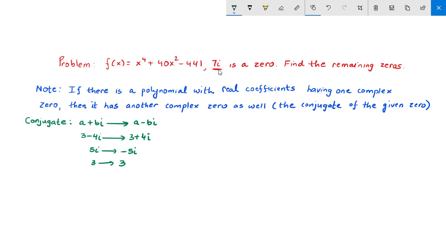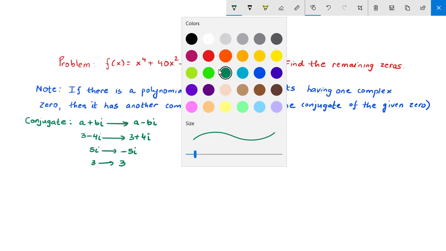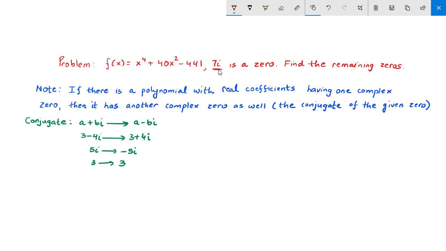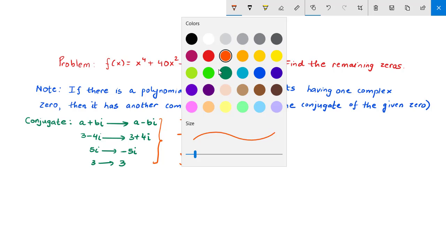Okay, so according to this particular theorem, since 7i is one of the zeros, it means by the conjugate zeros theorem, which is right here in the blue, negative 7i is also a zero. So let's start the synthetic division one by one. I'm going to start with 7i first. So let's start with 7i.